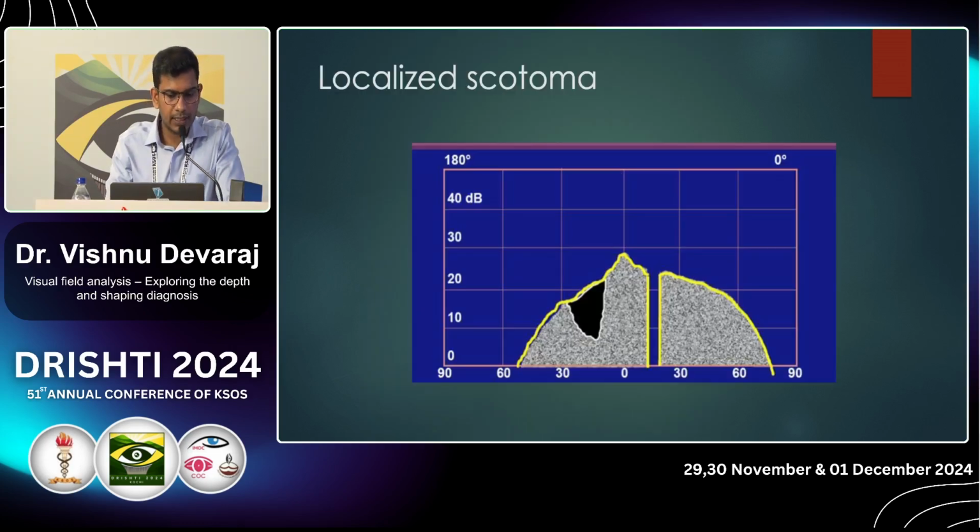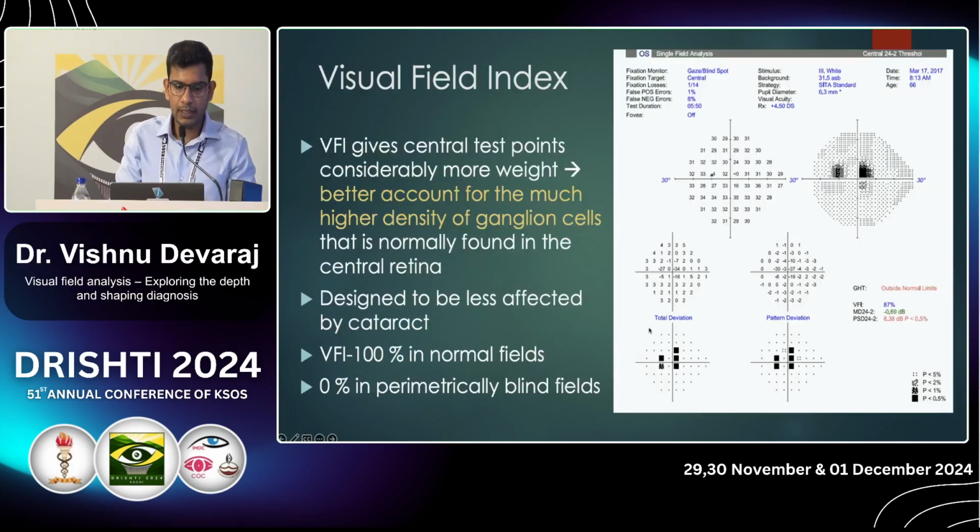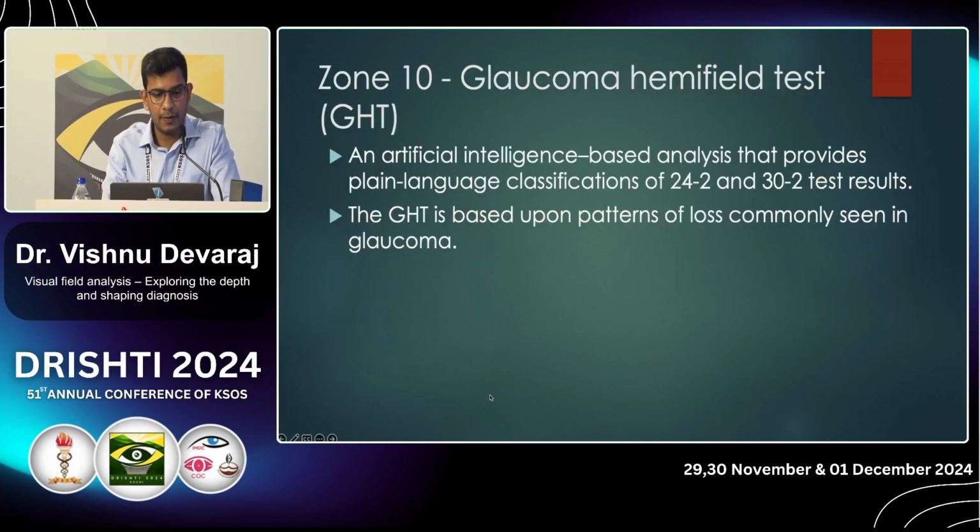So this shows generalized depression with a localized scotoma. And this is generalized depression with a hidden localized scotoma. The visual field index gives central test points more weightage. It basically reflects the functioning of the ganglion cells. So VFI is 100% in normal fields and 0 in perimetrically blind fields.